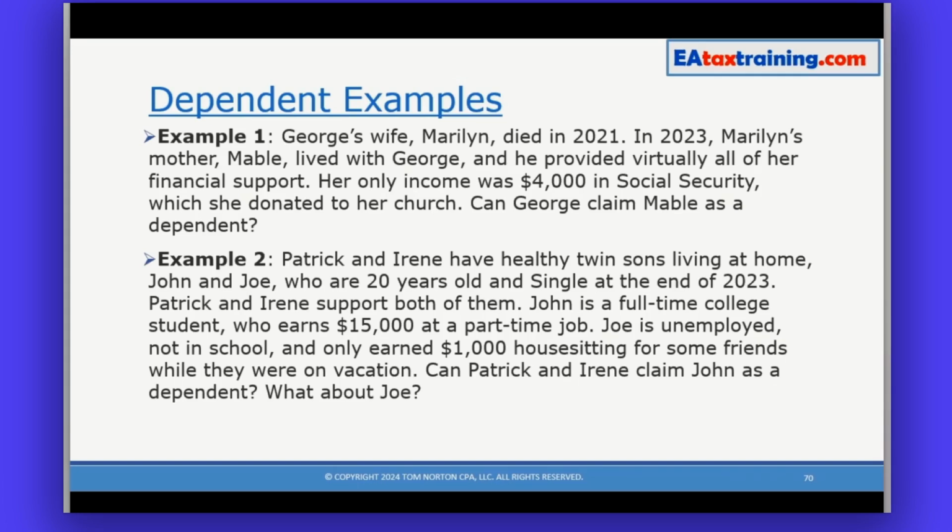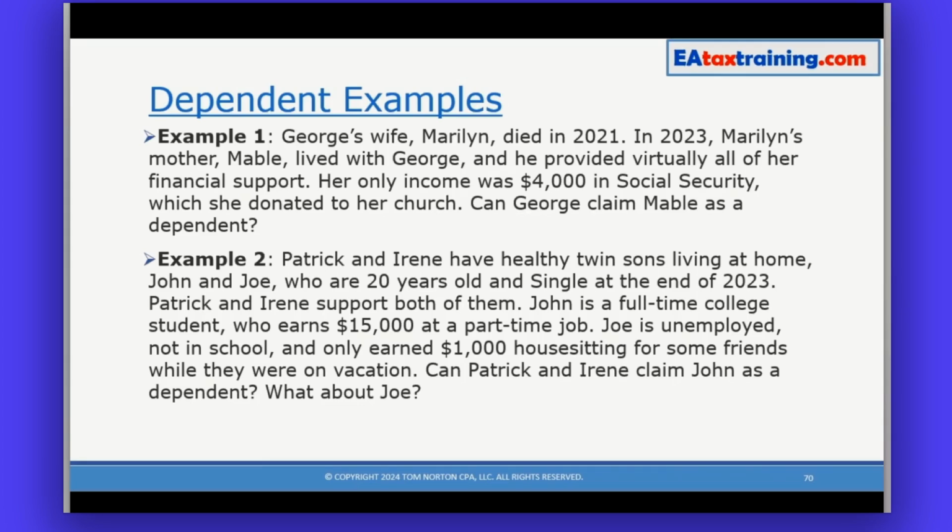Can Patrick and Irene claim John as a dependent? John's a full-time college student. He earns $15,000 a year at a part-time job. He's 20 years old. Is he a qualifying child? Well, it seems like he is. He's over 18, but he's a full-time student. He's under age 24. And he lives with Patrick and Irene, and they support him. The fact that he earns $15,000 at a part-time job really isn't relevant because we've already said that Patrick and Irene support him. So he's not providing more than half of his own support. So yes, they can claim John as a dependent.